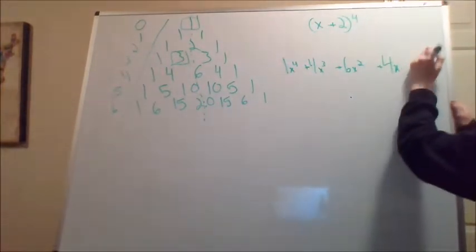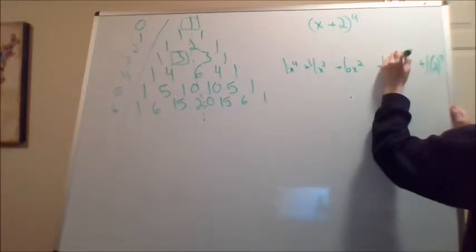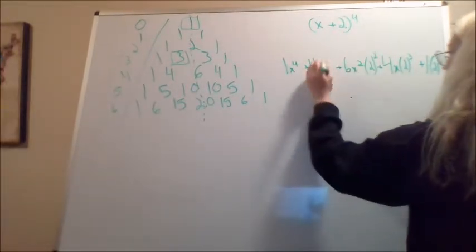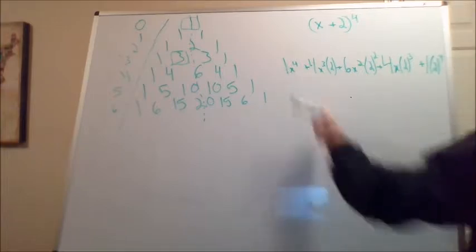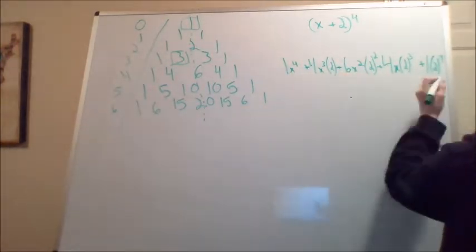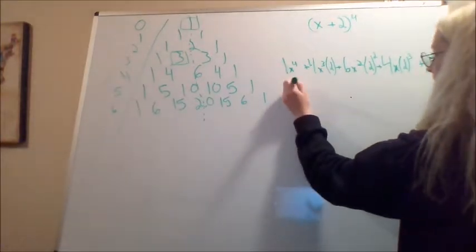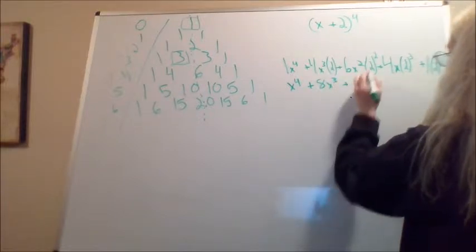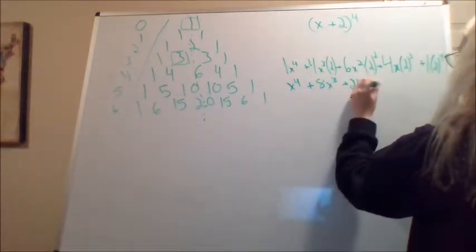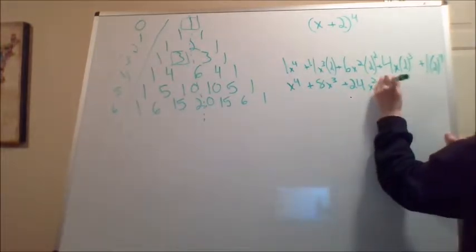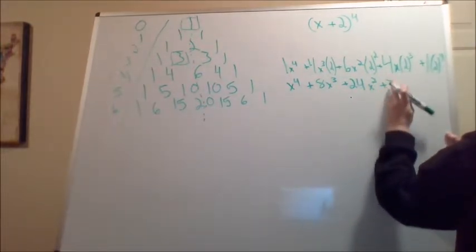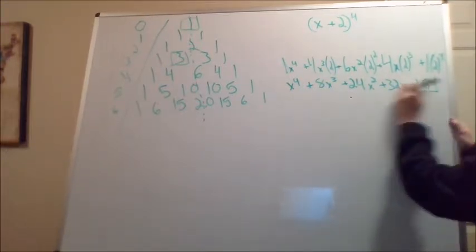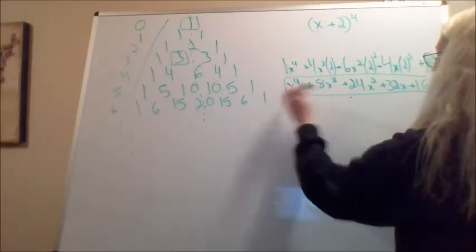Going the opposite way, 2 to the fourth, 2 to the third, 2 to the second, and 2 to the first, to the 0th, but again, that's just 1. So if we simplify all of this out, we get x to the fourth plus 8x to the third plus, let's see, 4 times 6, so 24x squared plus 32x plus 16. And that is our answer.